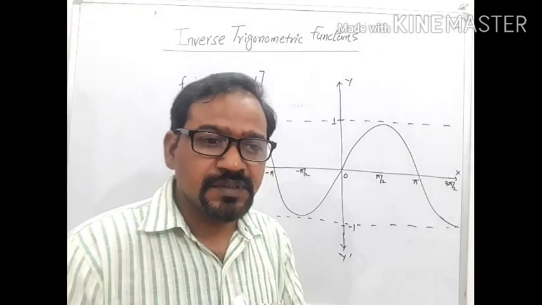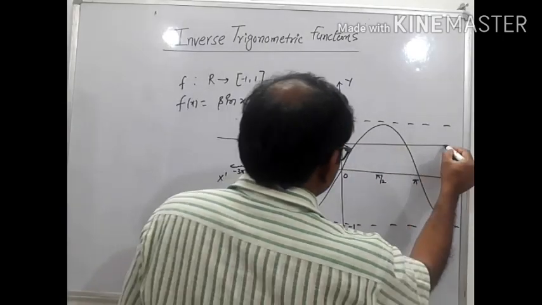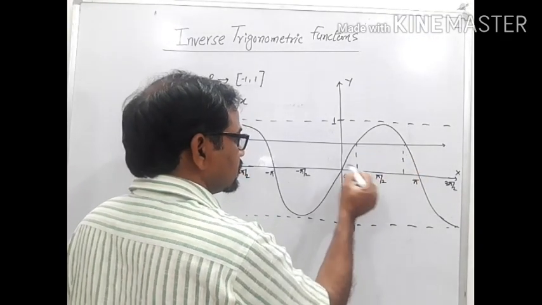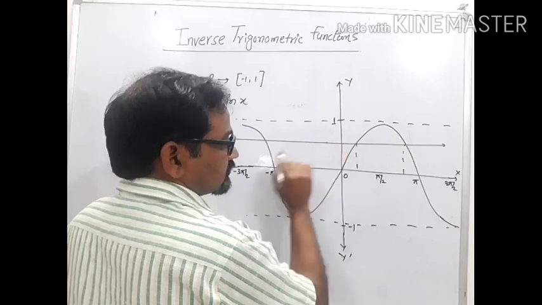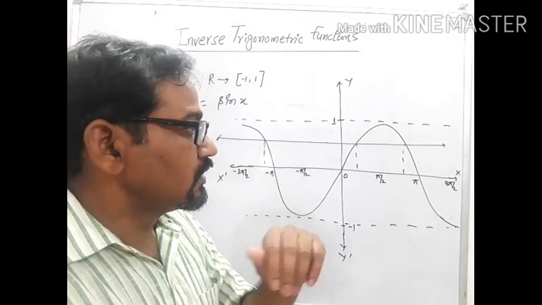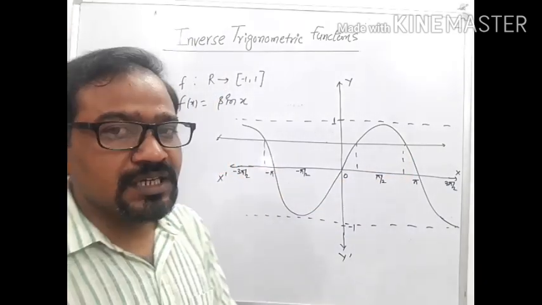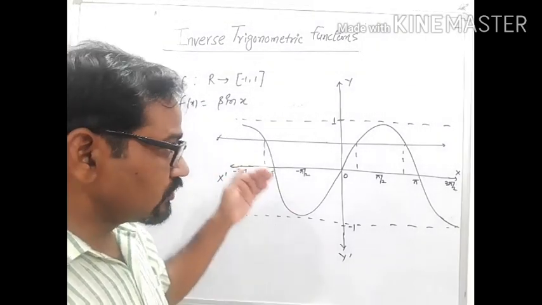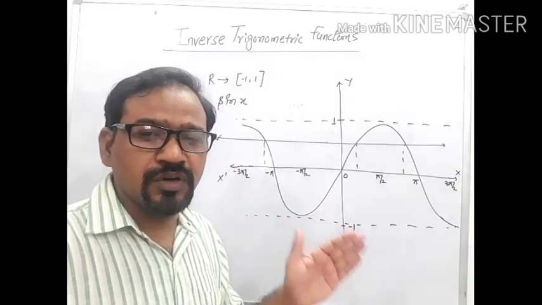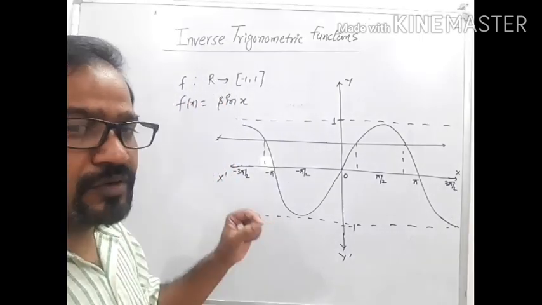Since the value of f at these three values of x is the same, this is a many-one function. So for an invertible function, we restrict the domain of this function.